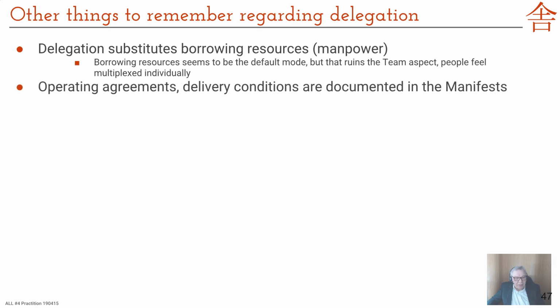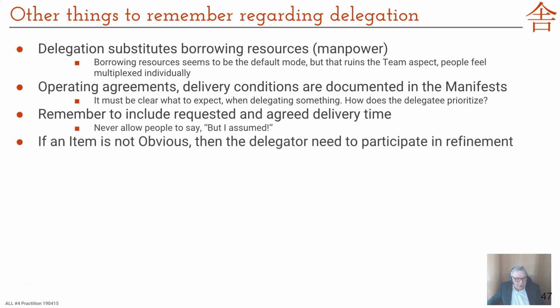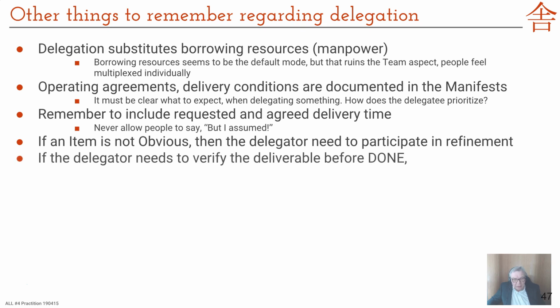You have to have clear operating agreements, delivery conditions documented, because this is something you need to be able to do without having huge discussions every single time. What to expect? How does the delegatee actually prioritize? The delegator needs to know. Remember to talk about delivery time and make that very specific. Don't ever just assume. If an item that you delegate is not obvious, then the delegator needs to participate in refinement, because there's a good chance that they didn't understand it just from the written words on the delegatee side. So you need to talk and reach common understanding.